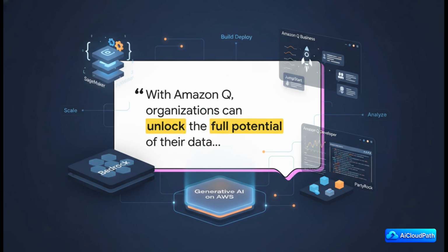You know, this quote here really nails the why behind all of this. It says, with Amazon Q, organizations can unlock the full potential of their data. And that's the whole point, isn't it? It's not just about cool tech for the sake of cool tech. It's about digging into all that data your company has and finding the hidden value, empowering everyone on the team to make smarter decisions way faster.